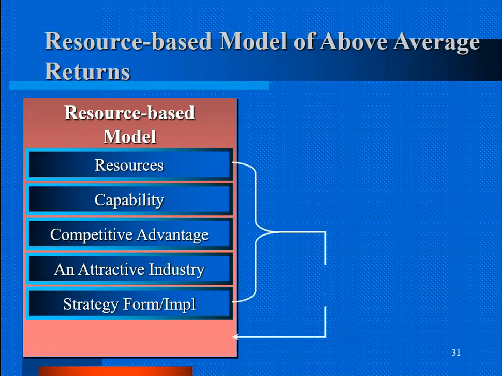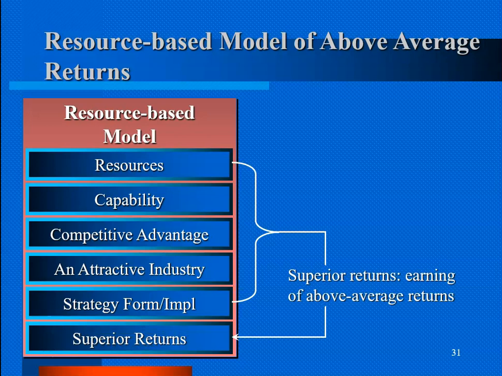And all of these, the resources, capabilities, competitive advantage, finding an attractive industry, and formulating and implementing that strategy will allow the firm to earn above average returns. And this is what the resource-based model is saying. First, they look at their resources and their capabilities. Then they find an attractive industry. While the industrial organization model is saying no. First, we look at the attractive industry and then we go from there. So that is it for the two models of above average returns.